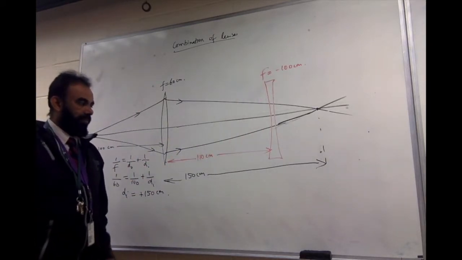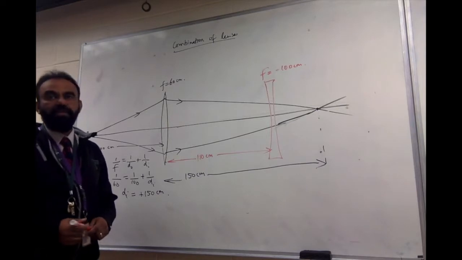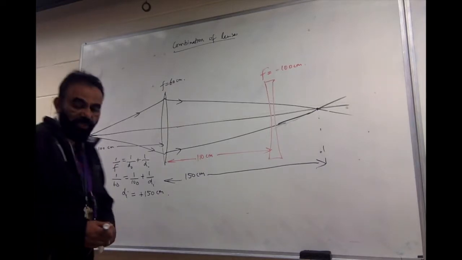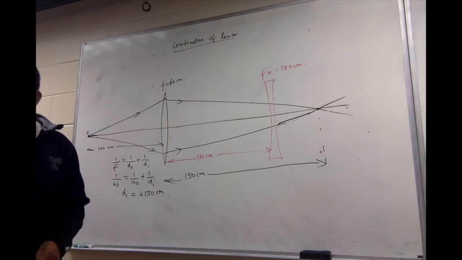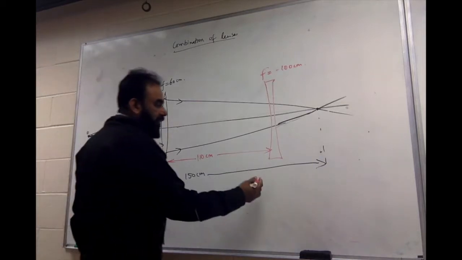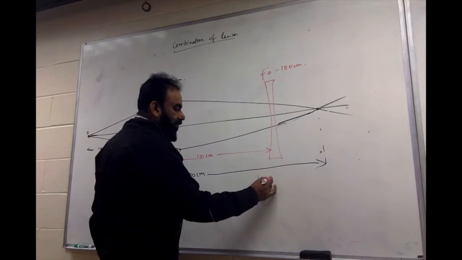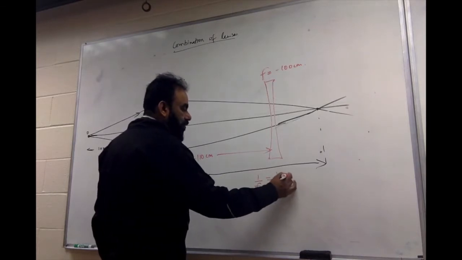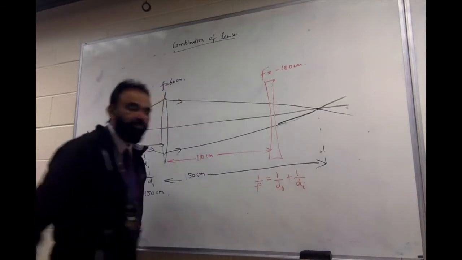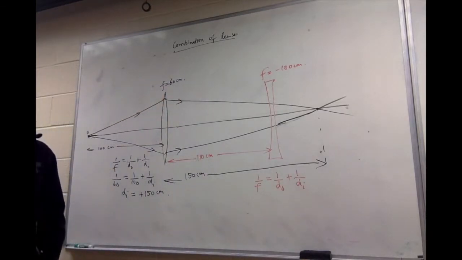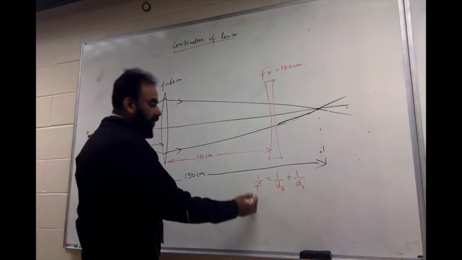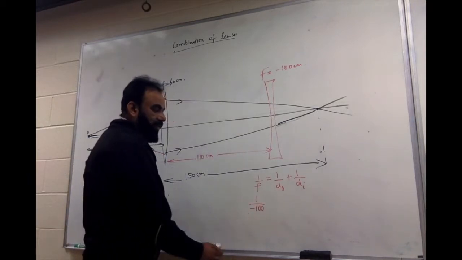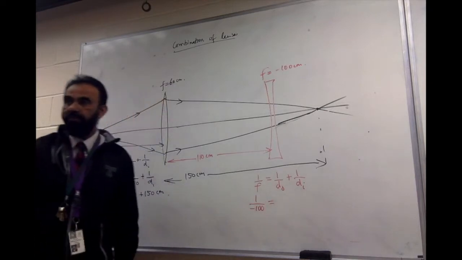And so, where is the image formed? To find where the image is formed, we are going to use the same equation again. 1 over f is equal to 1 over do plus 1 over di. So you can start substituting 1 over f, which is negative 100. Focal length is negative.